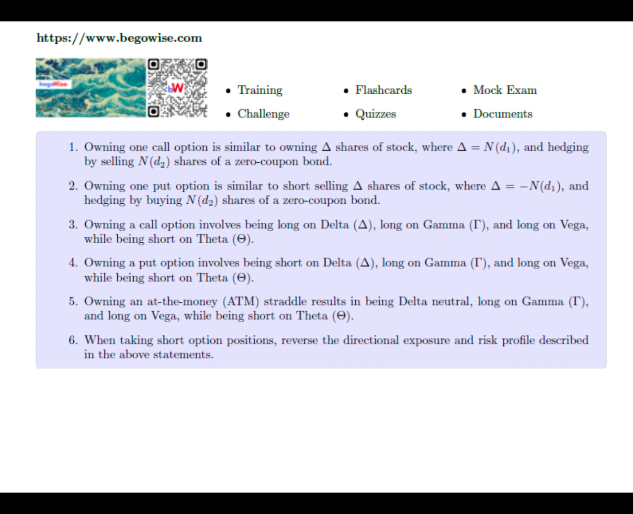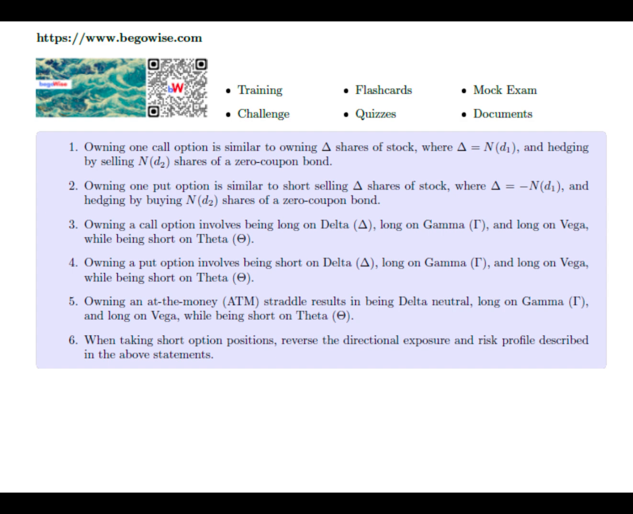Alright, let's make sense of some key points about options and how they work using the Black-Scholes formula. One, owning a call option. Imagine owning one call option is like holding a certain number of shares in a stock. The exact number is determined by a value called delta. In plain language, delta tells us how much the price of the option changes with the stock price.